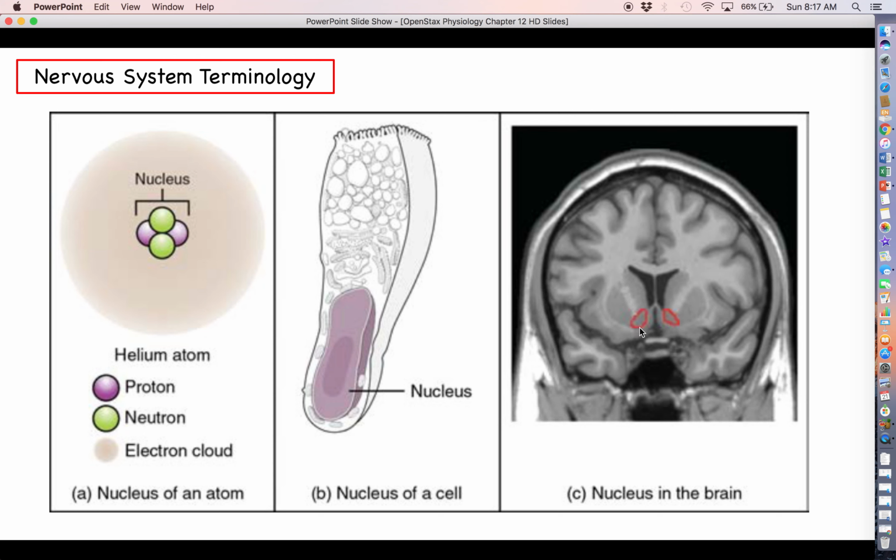Finally, the third type of nucleus that we've mentioned is a nucleus in the brain or a nucleus in the spinal cord. These are clusters of whole cell bodies, whole portions of cells that congregate together. So none of these three types of nuclei are the same as the others. They're all three completely different things, but unfortunately we use the same word to describe all three of them. So I just want to make sure that you understand the difference here.